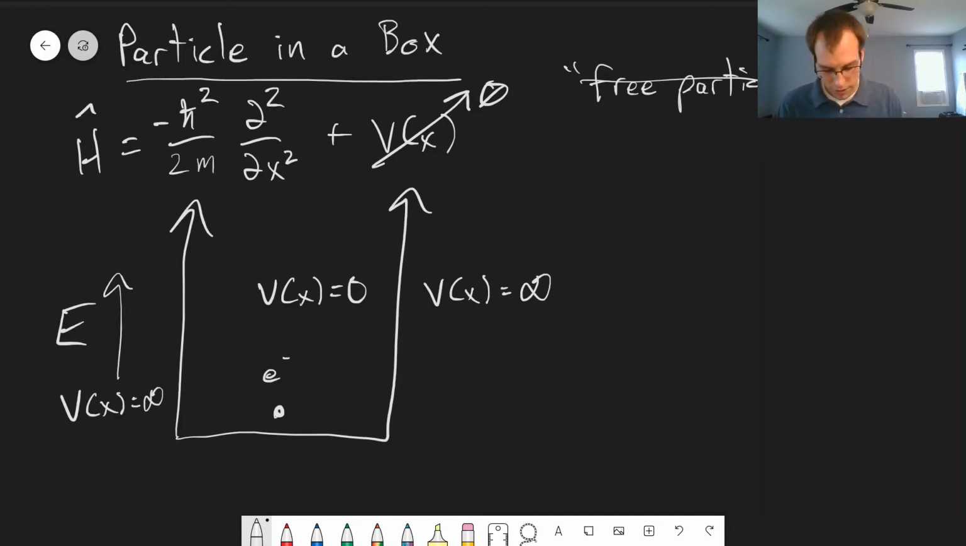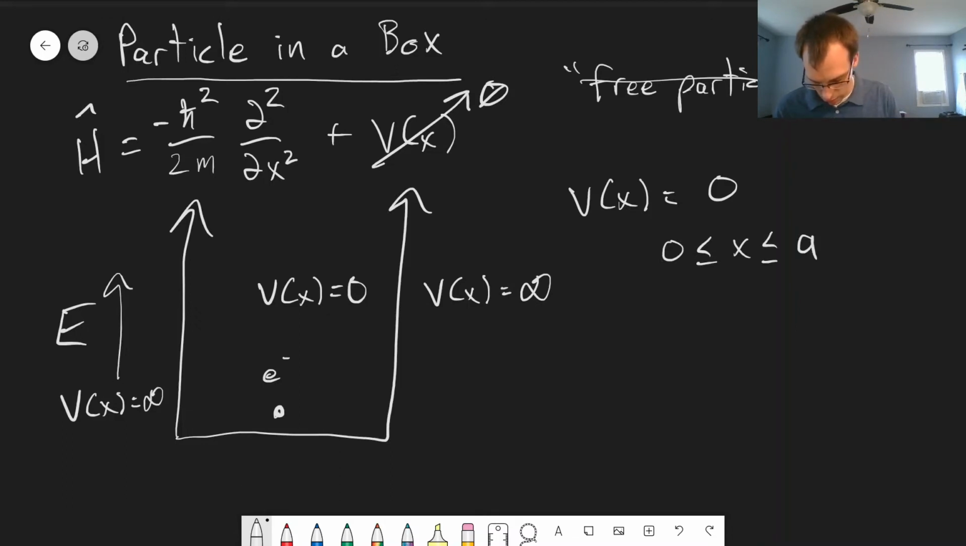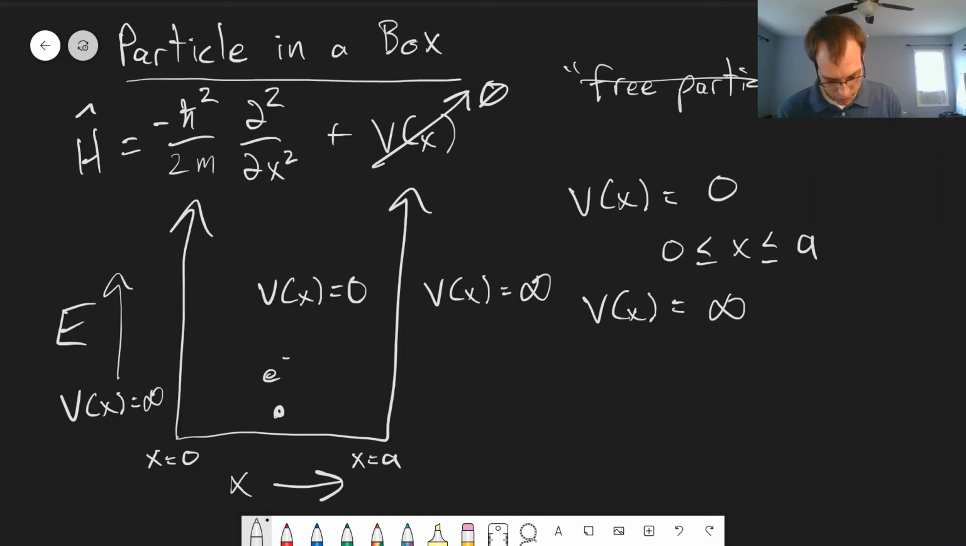And the way we represent this mathematically is that we say that V of x is equal to 0 when x is between 0 and a, and x is the distance along the box down here, and we'll define the left side of our box to be equal to 0 and the right side of our box to be equal to a. So the length of the box is a. And then V of x, the potential energy, equals infinity everywhere else. So any place where we're not inside the box, the potential energy is infinite.